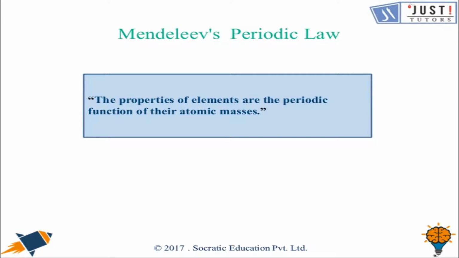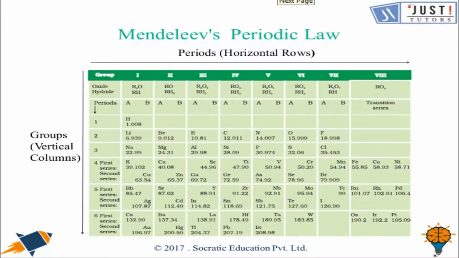He wrote the properties of each element on cards, then sorted out cards with similar properties and pinned these cards together on the wall. He observed that most of the elements were arranged in the order of their increasing atomic mass. There occurs a periodic recurrence of elements with similar physical and chemical properties. This is a quick view of Mendeleev's periodic table. You may pause the video to understand it better.